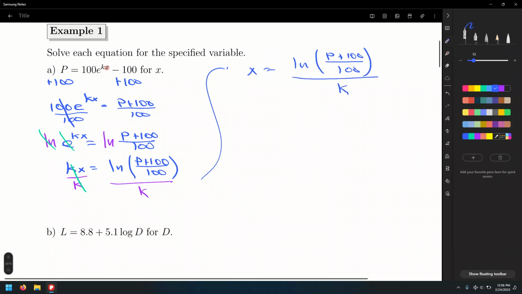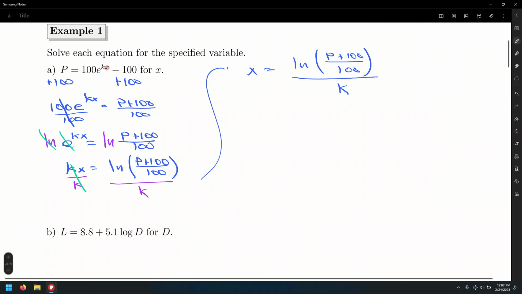Although this is the final answer, this one might be a little weird to work with because we have a complex fraction, that is, a fraction contained in one bigger fraction. So you might want to use properties of logarithms to write this in a nicer way.